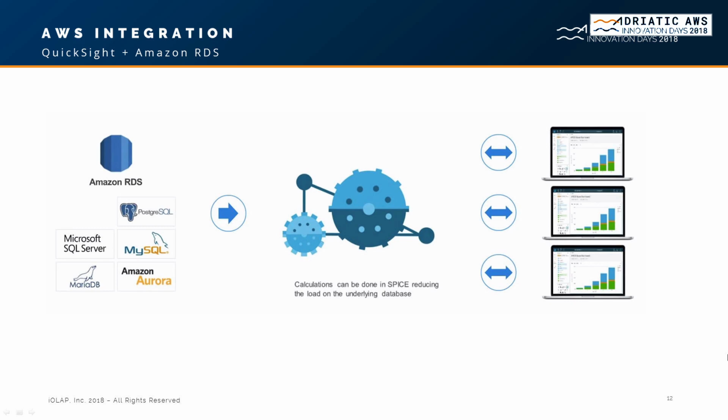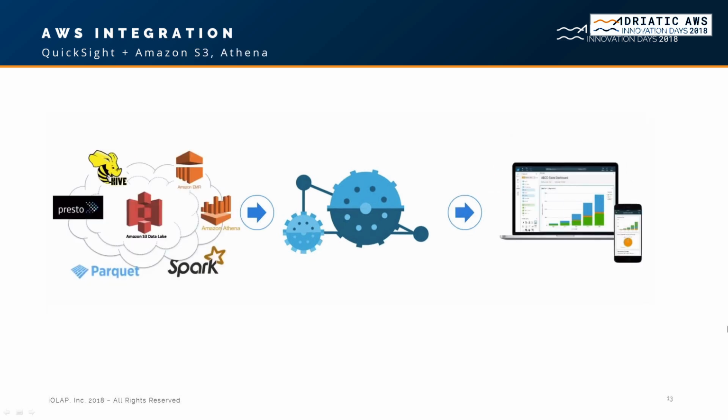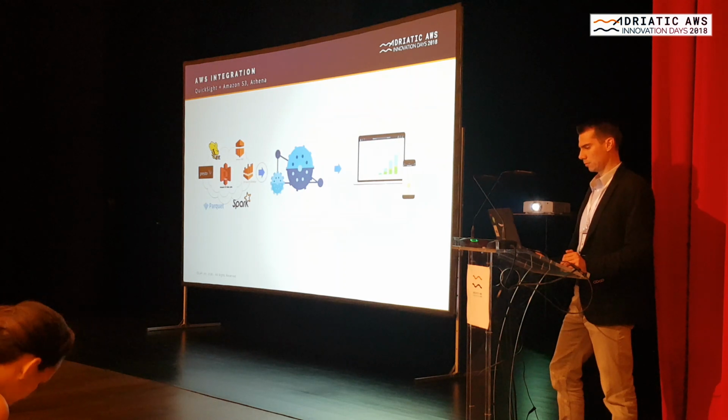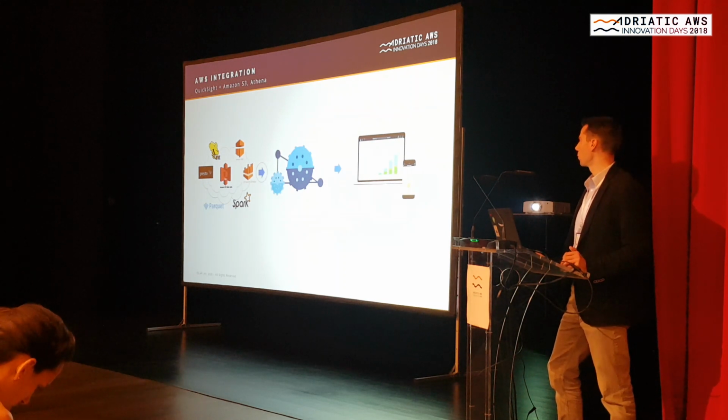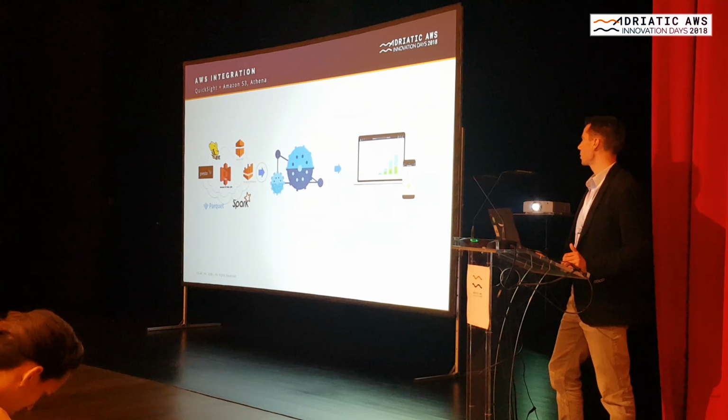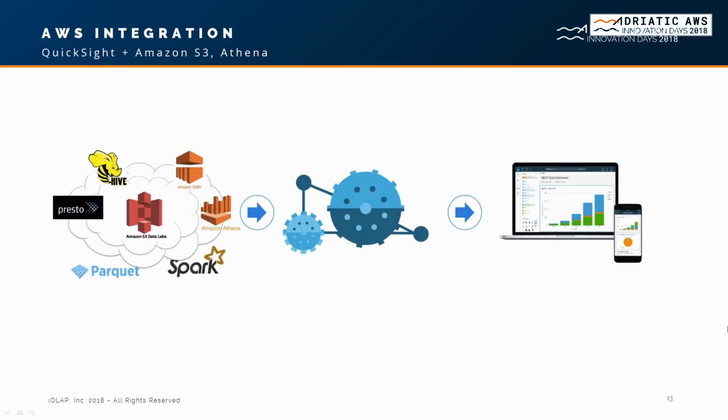And Amazon S3 and Athena. With S3, you can take any supported file format by using a manifest file or prefix, and as long as they have the same schema, QuickSight can read that data and put it into Spice. And here you must use Spice because all data from S3 must be materialized.